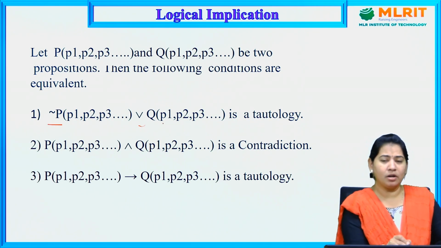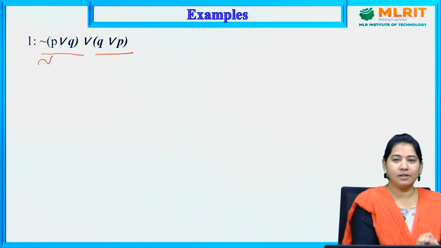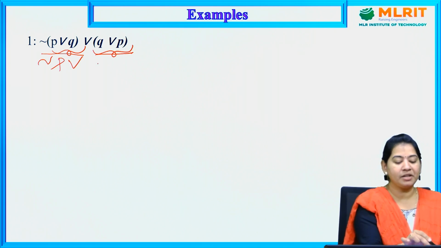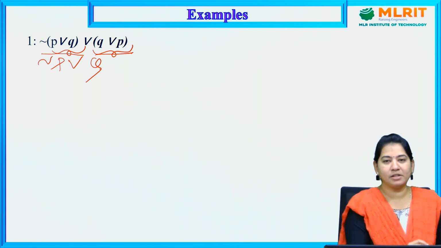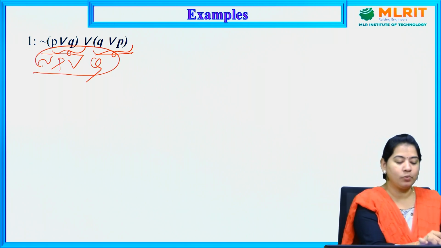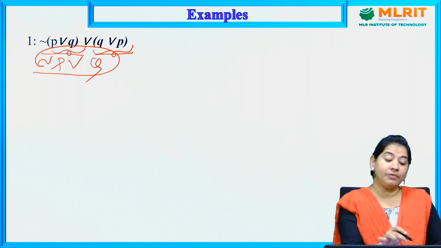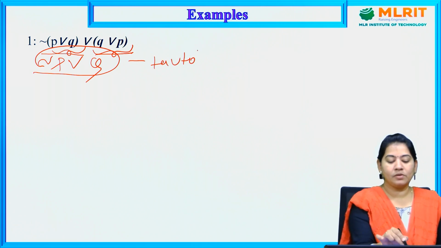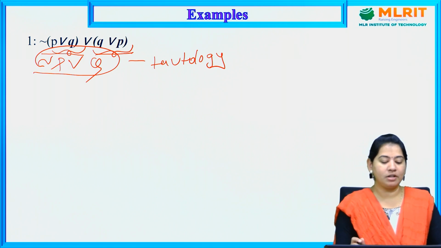Negation of P or Q. Here this is negation, and I am considering this whole as P, or this whole as Q. So this is negation of P or Q, which is our first condition, and if we construct the truth table here, we should get a tautology. So let us construct the truth table for the given question and check whether we get a tautology or not.